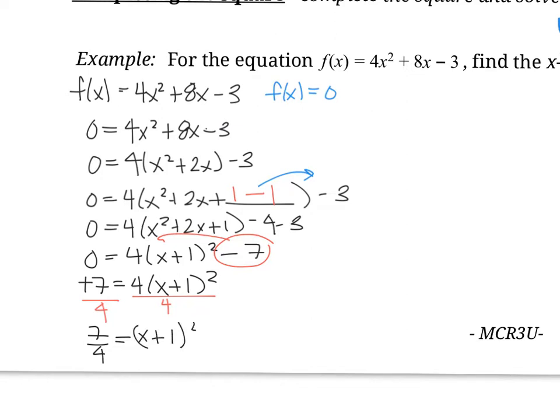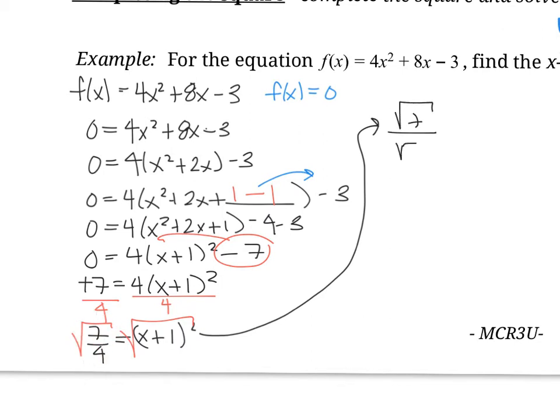Next, we got to get rid of that square. So we're going to square root both sides. Let's continue it up here. Okay. So on the left, we know how to do this with radicals now. This is equivalent to root 7 over root 4. So I'm just going to change that to root 7 over root 4 because I know I can find the root of 4. So this is why it makes sense to split this one up. I'll be left with x plus 1.